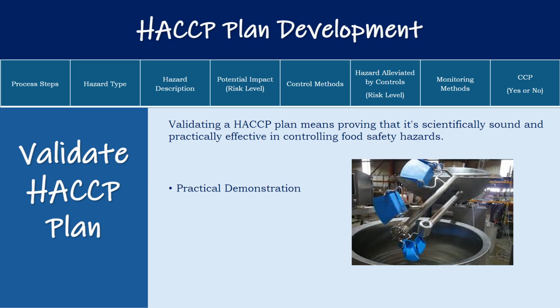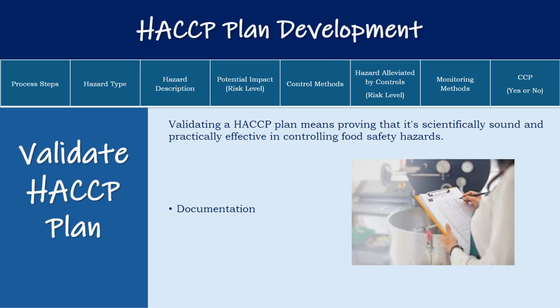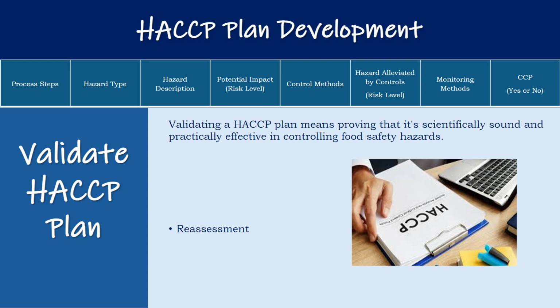Documentation of all validation activities, including the scientific basis, in-plant studies, and any corrective actions taken, must be fully documented. This provides a record of the validation process and demonstrates that the HACCP plan is robust and reliable. A reassessment of HACCP plans should be conducted periodically to ensure they remain effective, especially when changes occur in the process or ingredients. This reassessment is a critical part of maintaining the plan's validation.